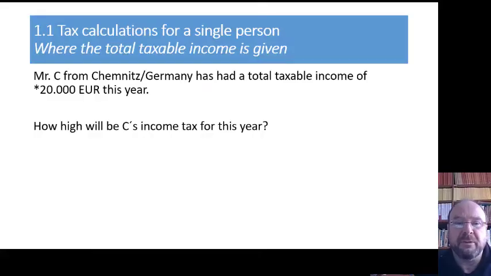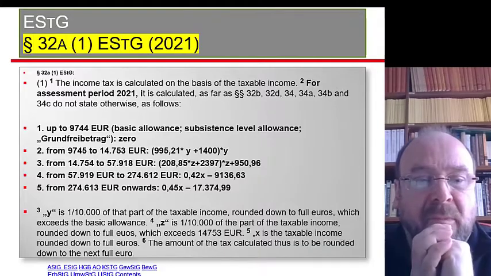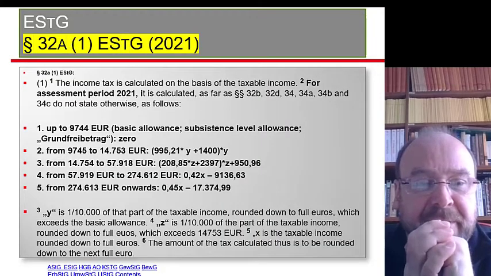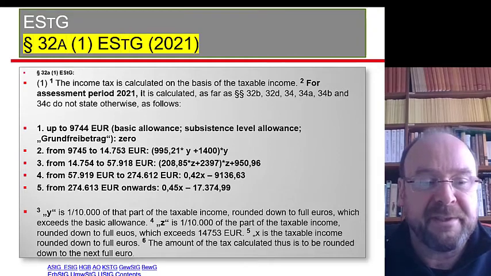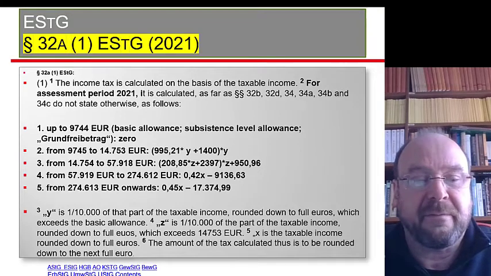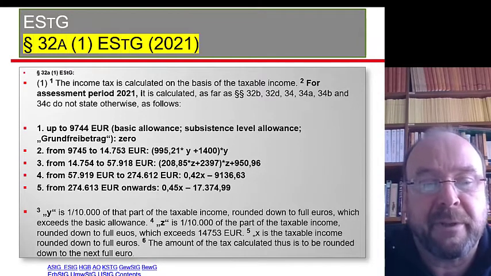Now naturally, people do not always have an income in the same bracket, in bracket number 4. So here to demonstrate this, we have now Mr. C from Chemnitz in Germany, who has had a total taxable income of only 20,000 this year. Now the question is, how high will be the tax for this year? The decisive thing here is 20,000 is no longer in the 4th bracket, but in the 3rd bracket.